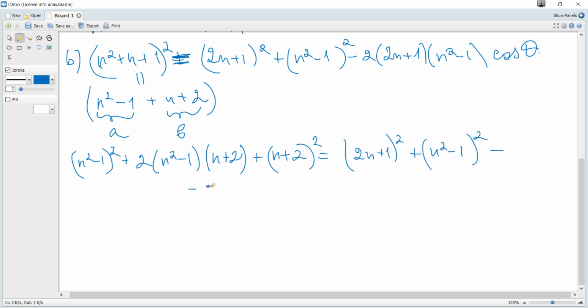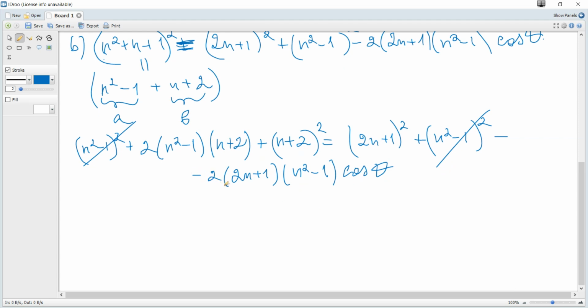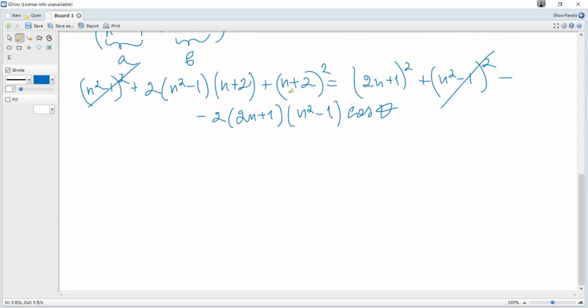minus 2n plus 1 times n squared minus 1 cosine of theta. And you can see n squared minus 1 squared can be cancelled. And what about other terms? We can expand it directly, multiplying each by each. So let's expand this. It becomes n squared times n and times 2, so it's 2n cubed minus 2n plus 4n squared minus 4.